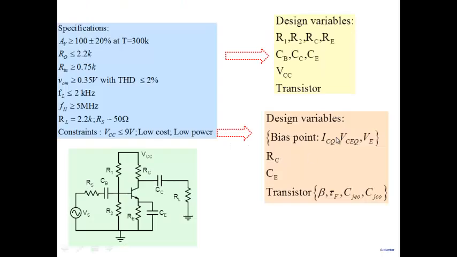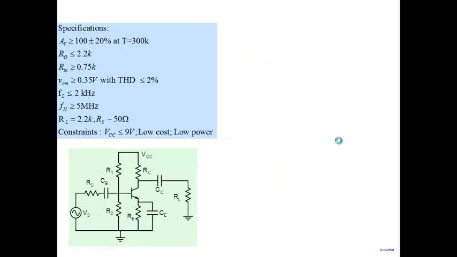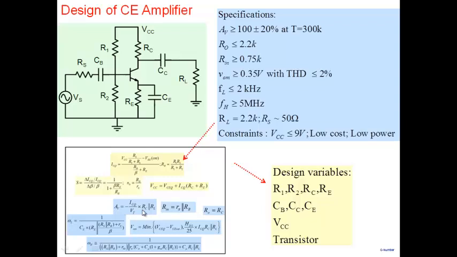So in that context, ICQ and VCEQ we can obviously see in our equations, where ICQ comes in the expressions of AV and RN and all that.